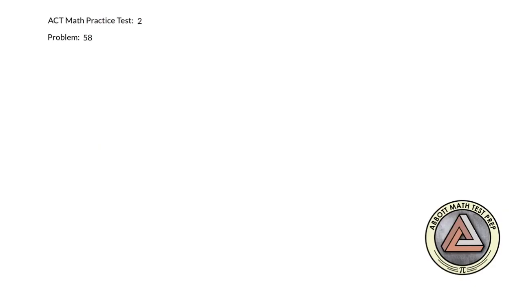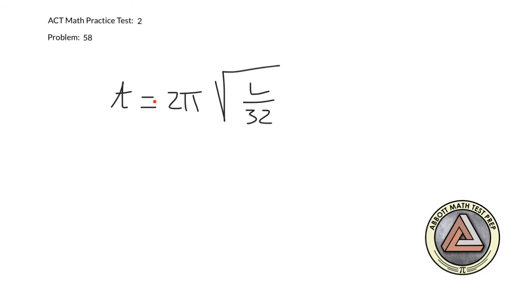So in problem 58, they give you this formula that says the time it takes for a full pendulum swing is modeled by this equation right here. And kind of a weird looking formula. But this is time, and this has to do with the length of the actual string in the pendulum.